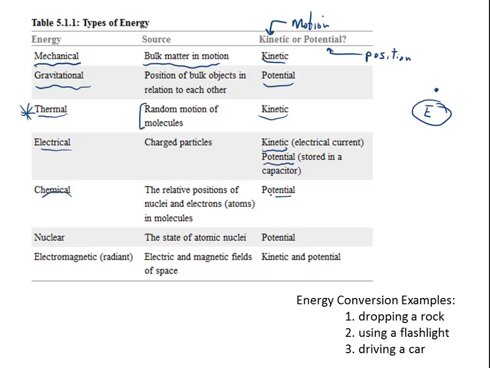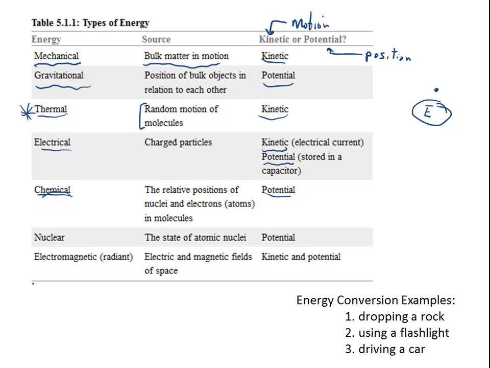Chemical potential energy has to do with the relative positions of positively charged nuclei and negatively charged electrons inside molecules. And it has to do with the fact that sometimes they could be more stably aligned, so there'd be more attractions, or sometimes they're less stably aligned, so there's less attractions.